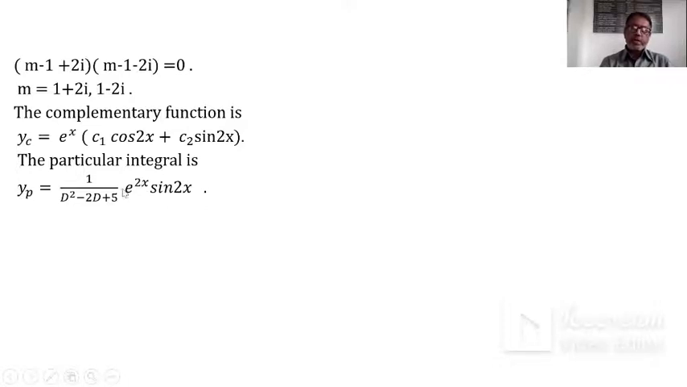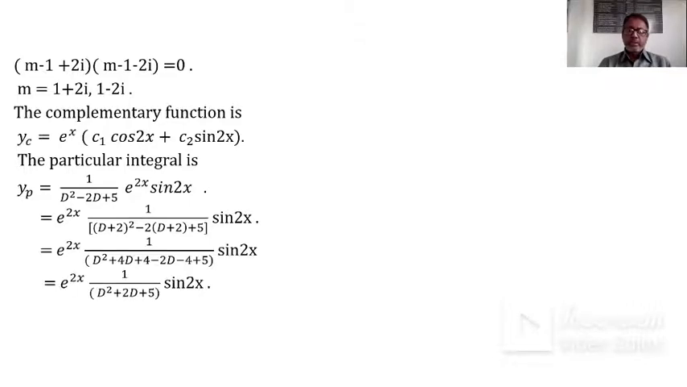This is our v, v is sine 2x. Therefore, we get this is equal to e to the power 2x, 1 upon, substitute D by D plus 2, its square minus 2, D plus 2 plus 5, and operate this on sine 2x. Now we simplify the denominator. This is equal to e to the power 2x, 1 upon D square plus 4D plus 4 minus 2D minus 4 plus 5 operate on sine 2x.